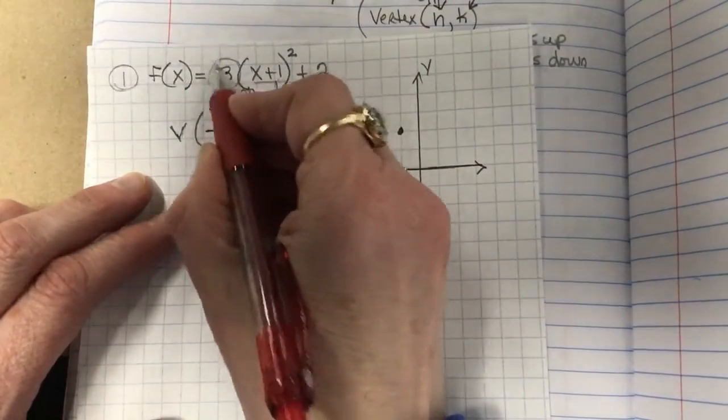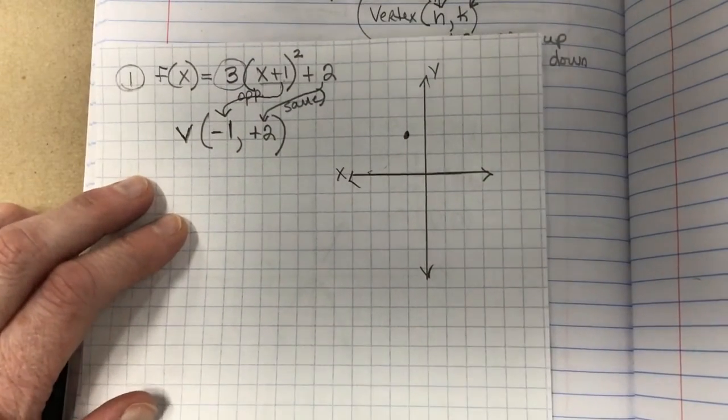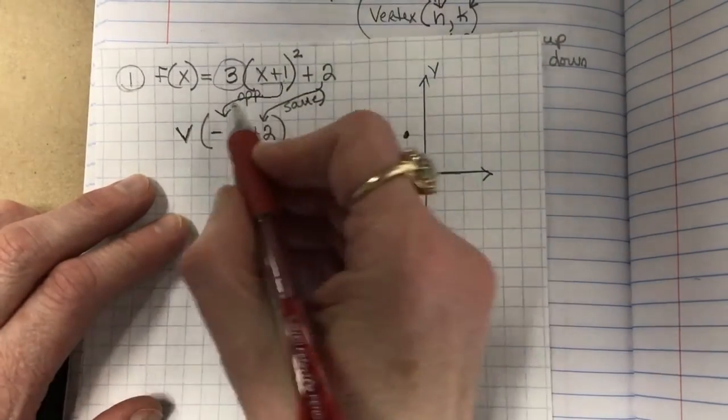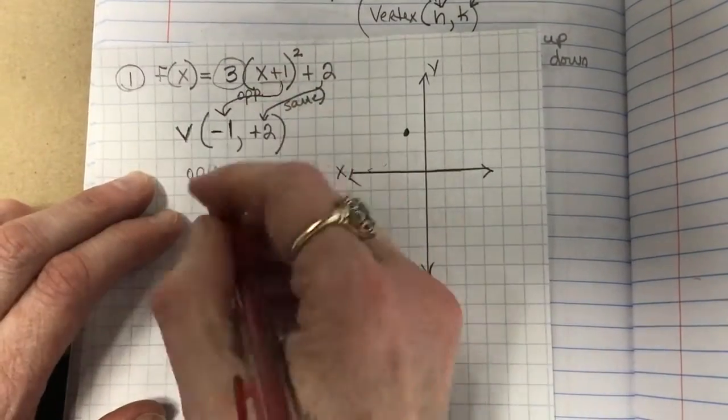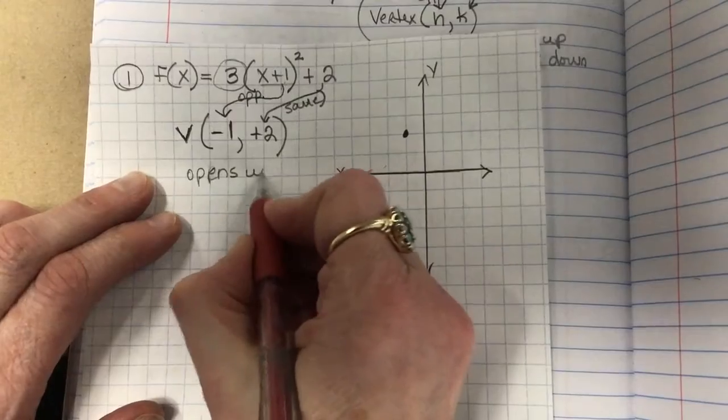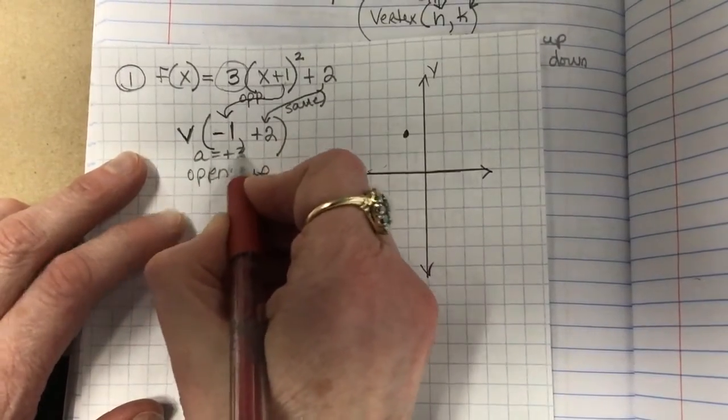Now, does this thing open up or down? There's your A right there. Is that positive or is that negative 3? It's positive 3, so it opens up. Okay, and I'm going to put A equals positive 3 so you see that.